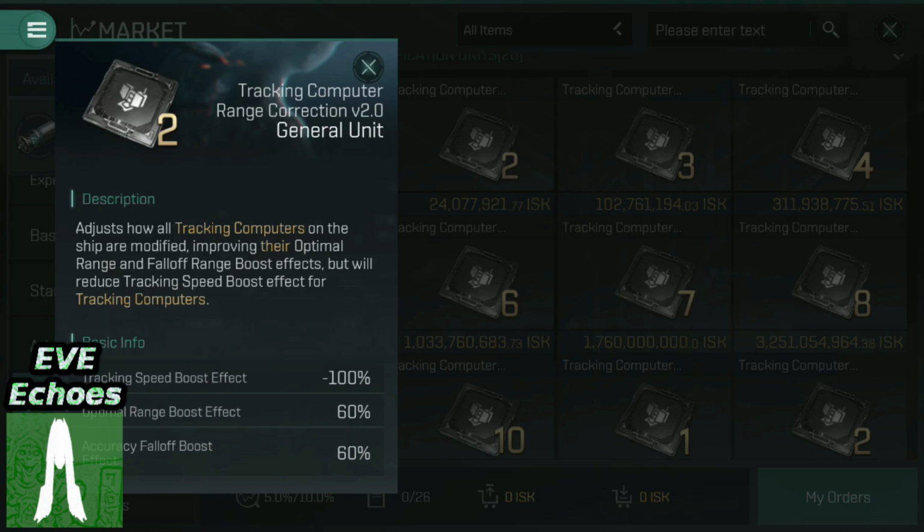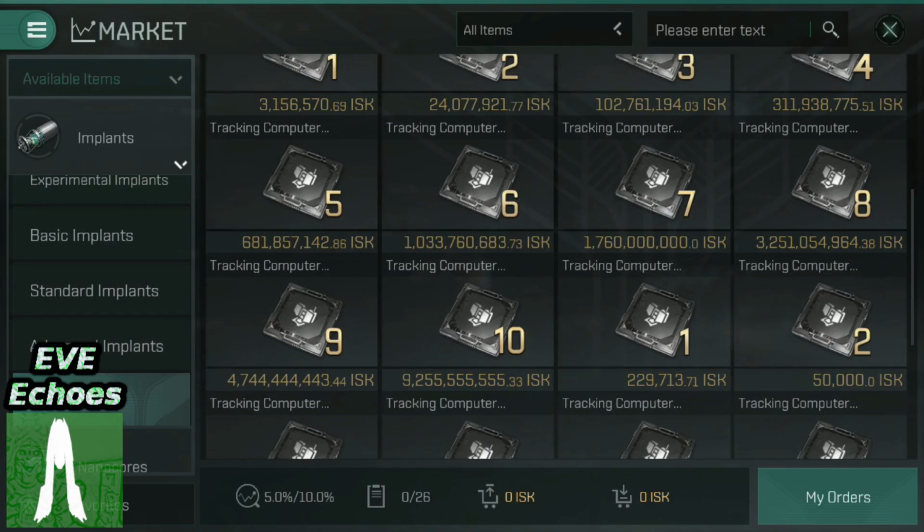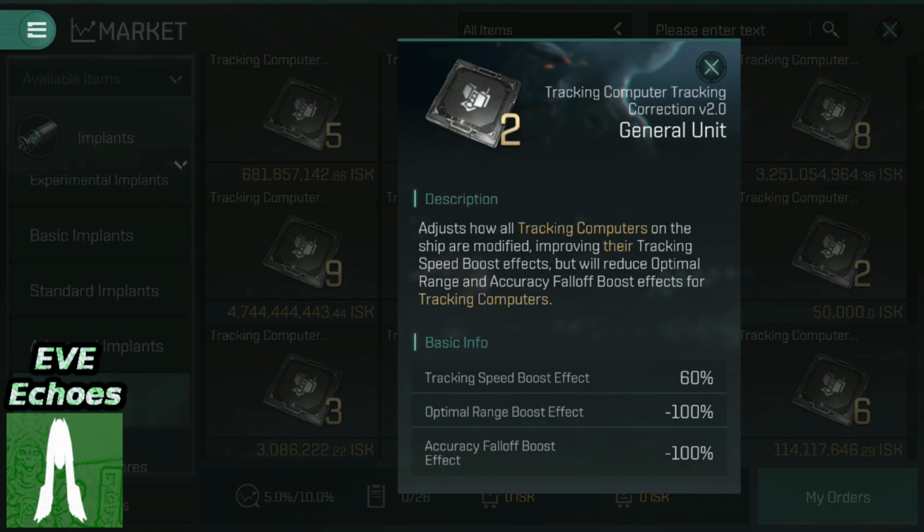You don't get to press a button to flip it all around, but if you head into the market, you'll see that there are general units that are the exact opposite, near enough. So once again, if we stay under the tracking computer category in the general units, we will also see that there is a tracking computer tracking correction at the same quality level as the previous example, so version 2.0.